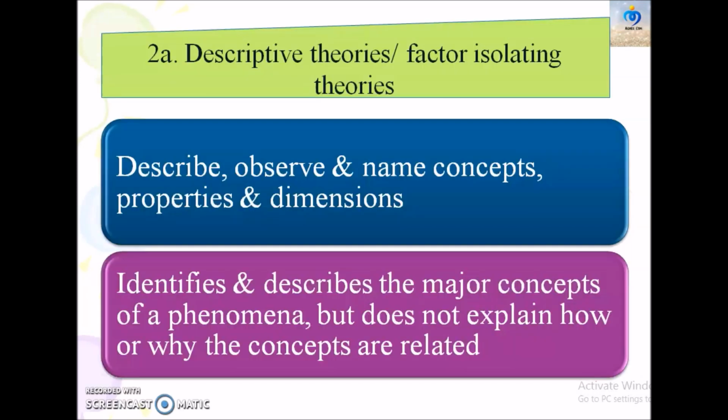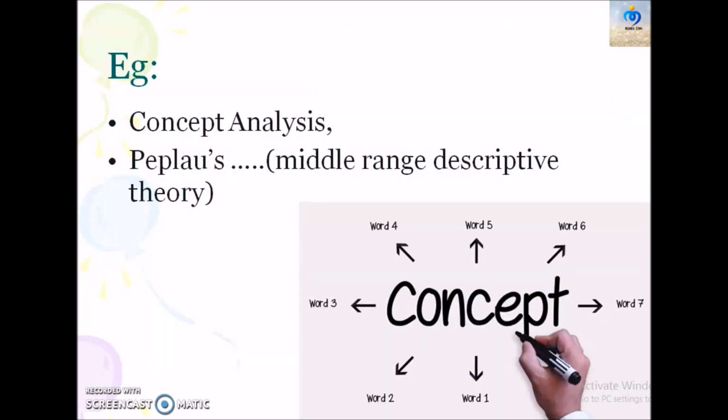The first one, descriptive theories or factor isolating theories. They describe, observe and name the concepts and the properties and dimensions of the concepts. This type of theory identifies and describes the major concepts of a phenomenon but does not explain how or why the concepts are related. An example is Peplau's interpersonal theory, which is a middle range descriptive theory. In that, the concept analysis is done, but the relationship between the concepts is not clearly defined in this theory.